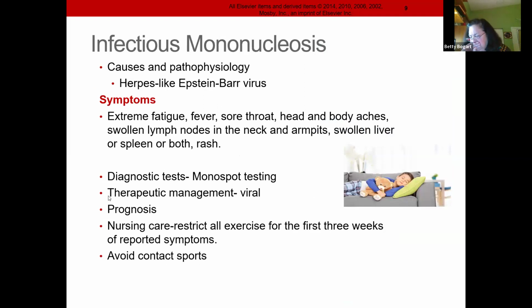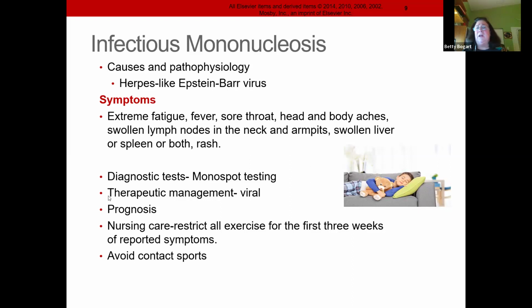Now, we've all heard about the kissing disease, right? Infectious mononucleosis. Well, it is a virus. It is a herpes-like Epstein-Barr virus. It presents with a fever, sore throat, and overall body aches and pains, and maybe lymph nodes get swollen. But you can also have a swollen liver or spleen. Many times, this is very difficult to diagnose.